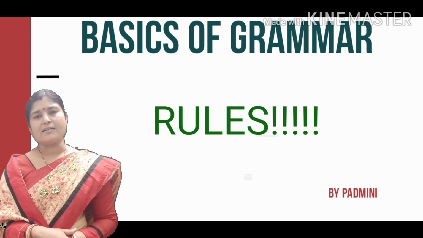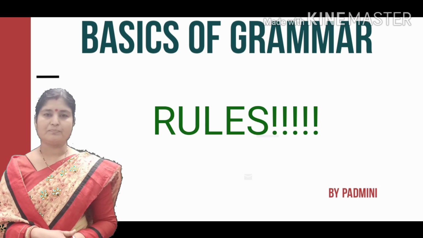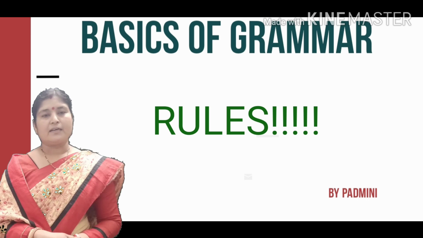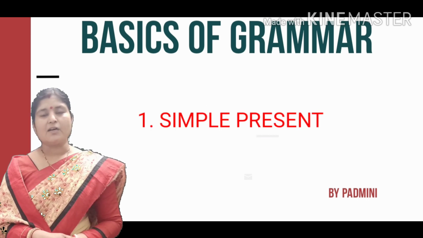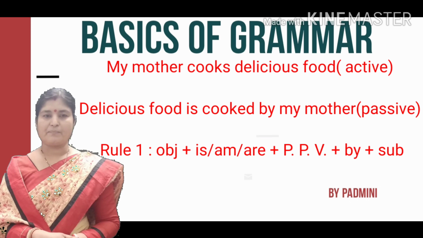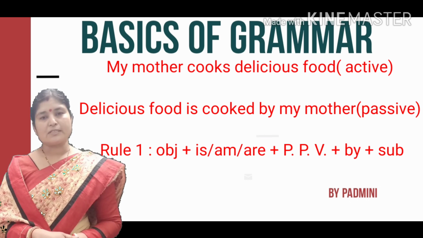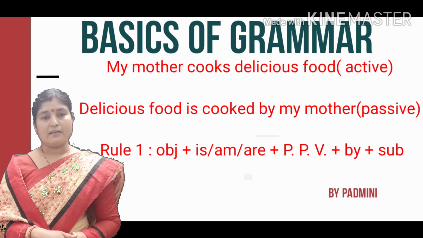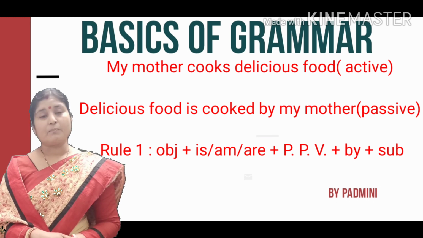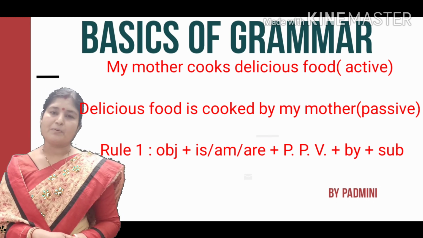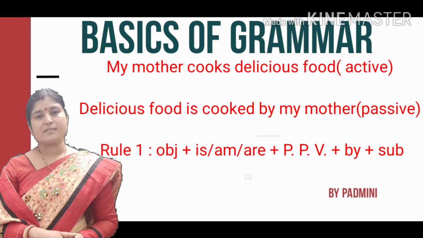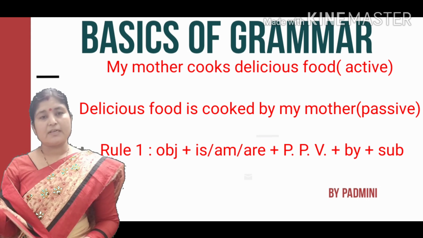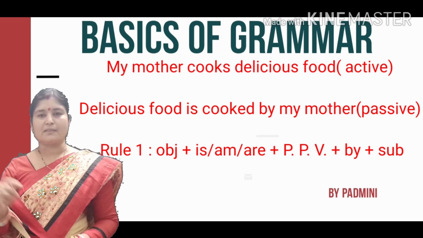There are different kinds of rules we have to follow. Let us take the simple present tense. For example, my mother cooks delicious food. Here it is the active voice because my mother performs the action. When I change it into passive voice: delicious food is cooked by my mother.